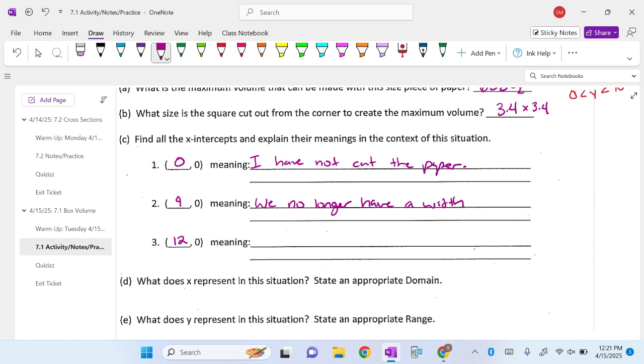Now, it is possible to do an 11 by 11 or a 10 by 10 box. All right. Because it still would make a box, albeit a very, very small box. So what would a 12 by 12 do? Think about it. What was the length originally of the rectangle? It was 24, right?